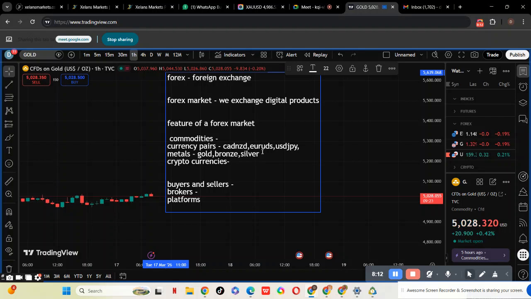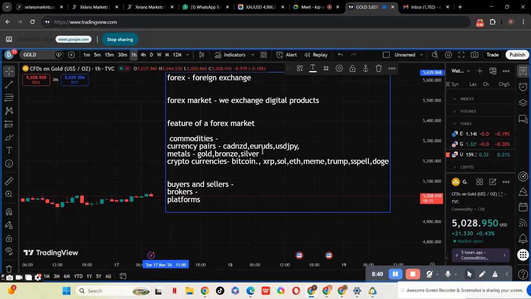Bitcoin. We have XRP. We have Solana. We have Ethereum. We have the meme coin. We have the Trump coin. We have the Spell. We have the Dogecoin. There are so many. Okay, all those are cryptocurrencies.